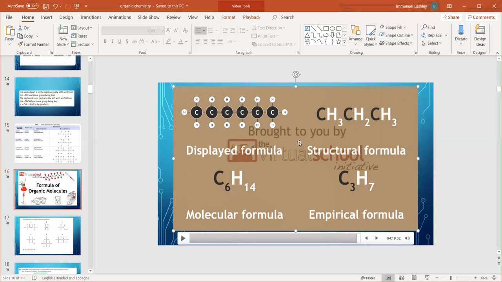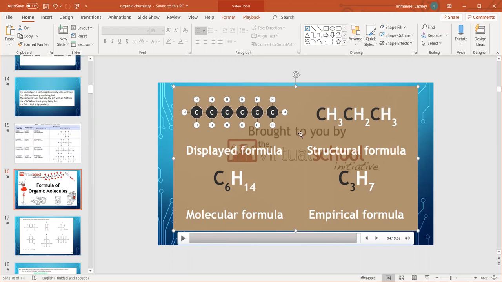So again, I'm going back. We could have the displayed formula, which is the actual layout of each carbon, each hydrogen that is present, the actual orientation or location of each carbon and hydrogen, or we can have the molecular formula. The molecular formula tells us the exact number of carbons and hydrogens that are present inside of that organic compound. The structural formula is a condensed version of the displayed formula.